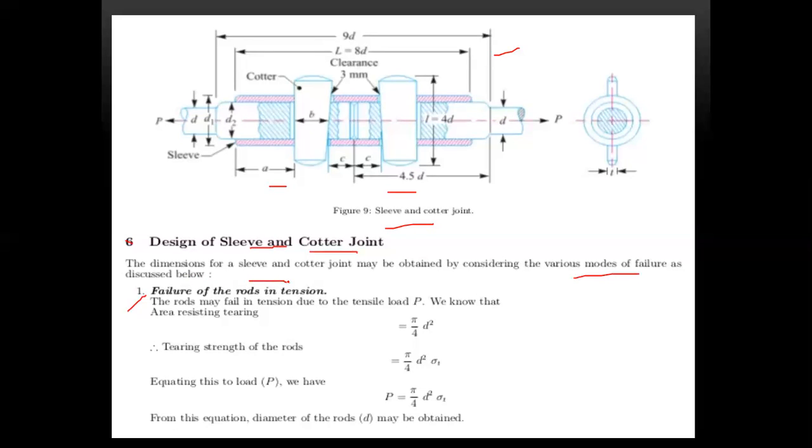So as we did in the previous case, we have to do the same here. Here the area is pi d square by 4. Then applying the tensile strength, pi d square by 4 into tau t. Therefore, applying the load, P is equal to pi d square by 4 into tau t. So with this we will determine the diameter of the rod.